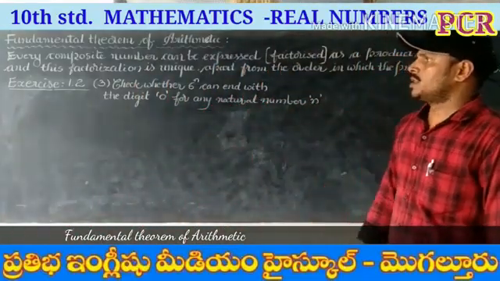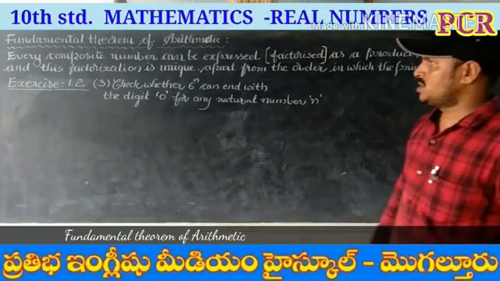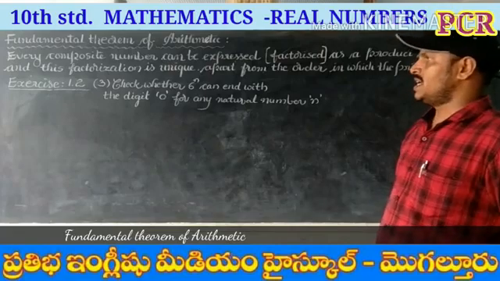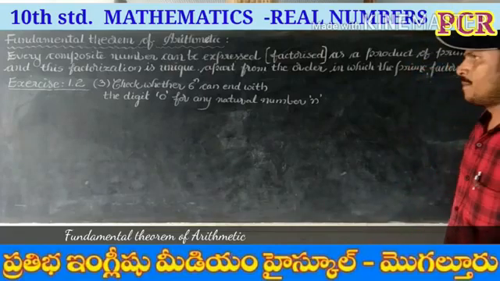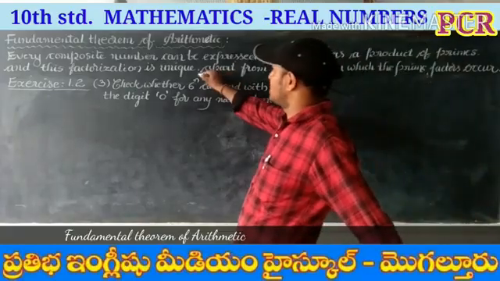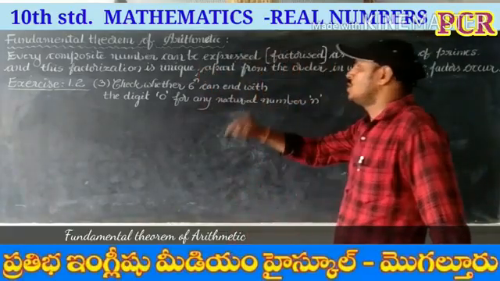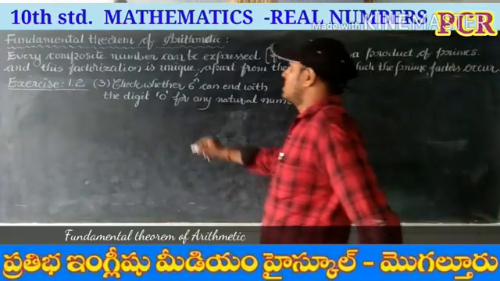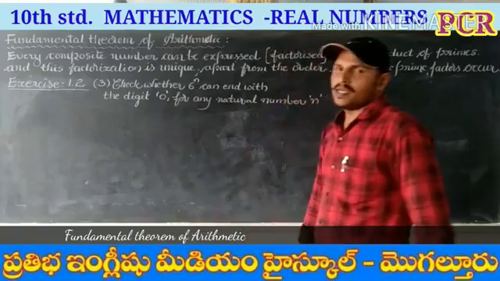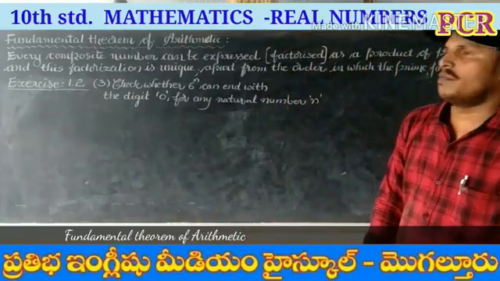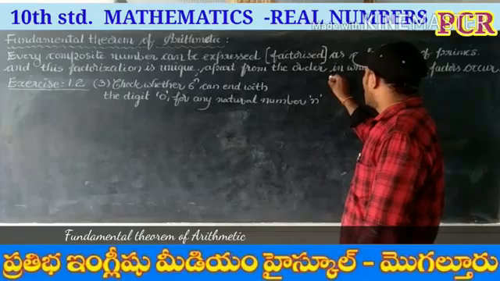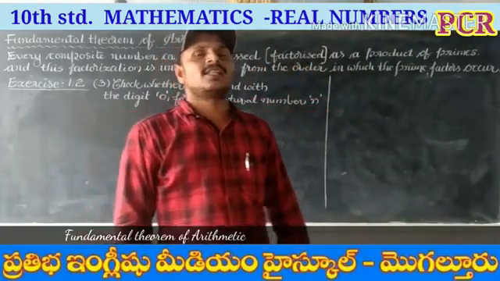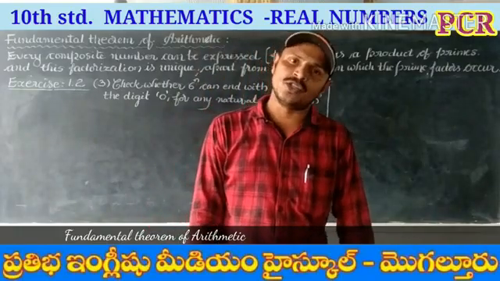Okay, let's do the third problem in exercise 1.2. Check whether 6 power n can end with the digit 0 for any natural number. So does the number 6 power n end with 0? That means, is its units place last digit 0 or not? You have to check that. Before that, let's see what the prime factorization of numbers ending with 0 looks like.